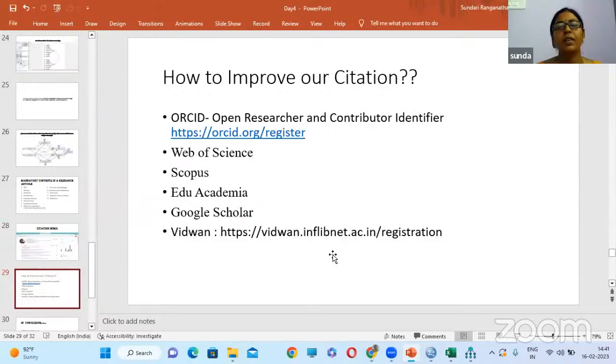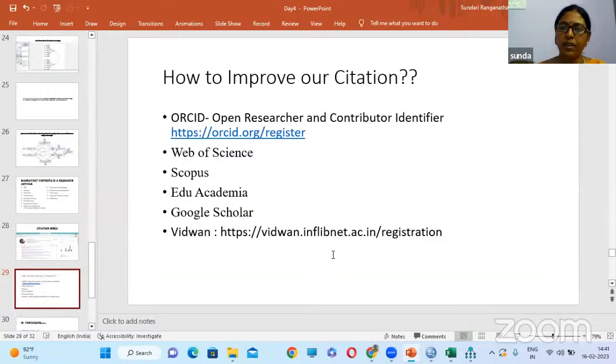There are government authorized sources. Vidwan is the government authorized source, from the Ministry of Education. By uploading all your articles in this Vidwan portal, academicians and others who are interested in reading your article will get access to it. As and when they read your article, you will get your citation.